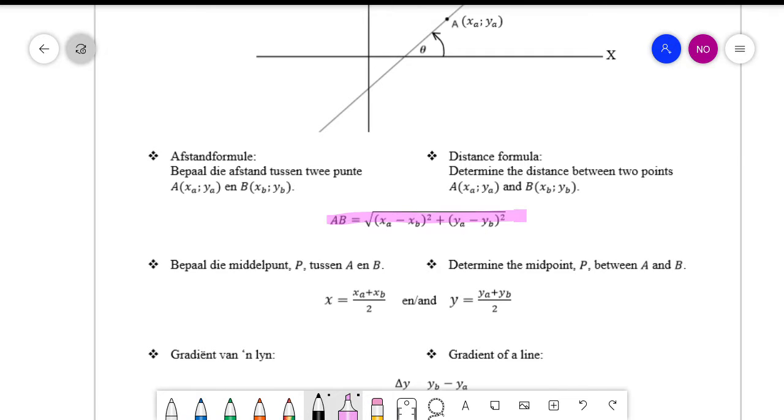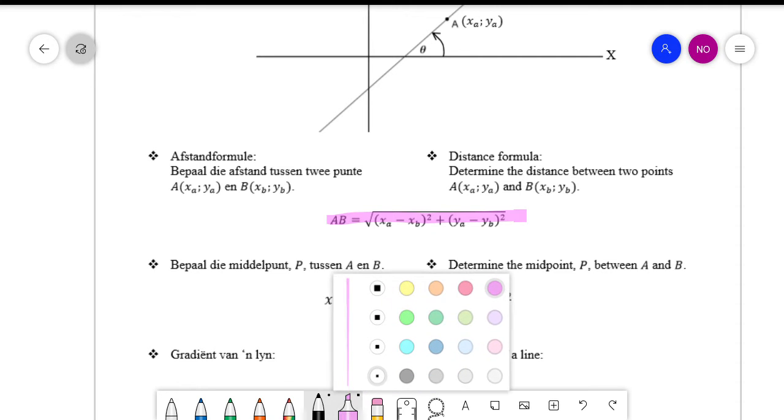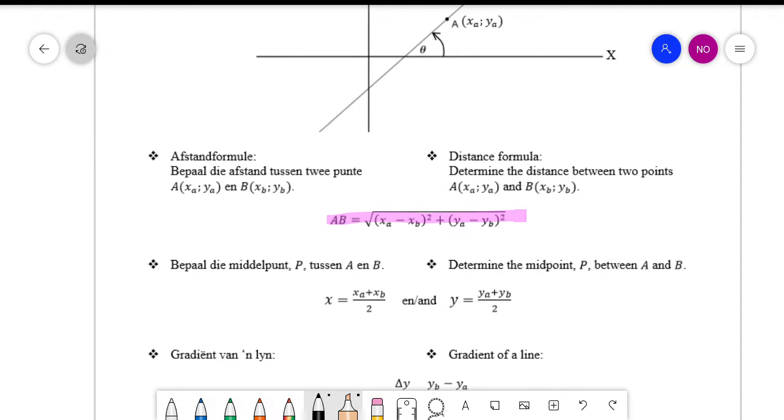Dan as ons die middelpunt doen, het ons twee verskillende formules, een vir die x-waarde en een vir die y-waarde. Basically what you're doing is you are working out the average x value and the average y value. Want as iets halfpad tussen twee x-waardes lê, is dit mos die gemiddeld van daai twee x-waardes. Okay, so you're saying, I know the x value of the one point and I know the x value of the other point. What will be halfway between them? You add them together and you divide them by 2. It's easy if you understand the formulas because then you don't have to study them.